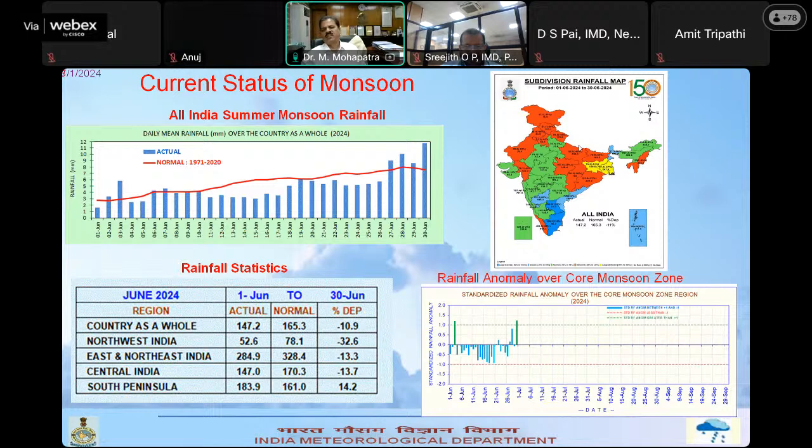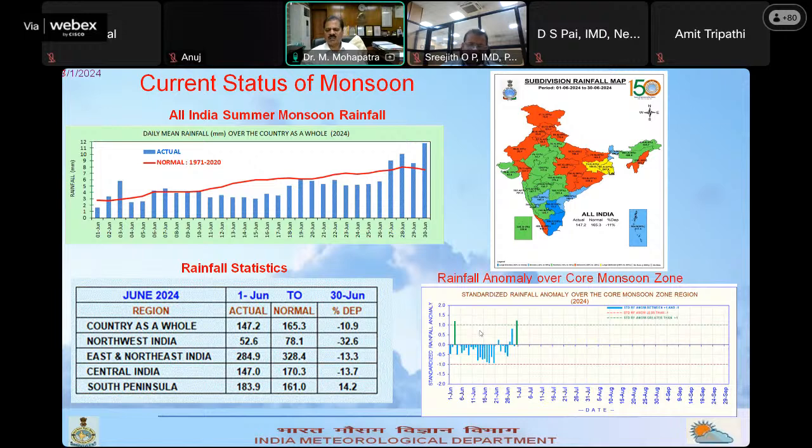You can find the subdivision-wise rainfall distribution on the right-hand side at the top. The rainfall activity was below normal, or you can say deficient, over most subdivisions in northern India and eastern India. Only South India, some subdivisions of West Central India, and then Northeast India had normal to above normal rainfall activity.